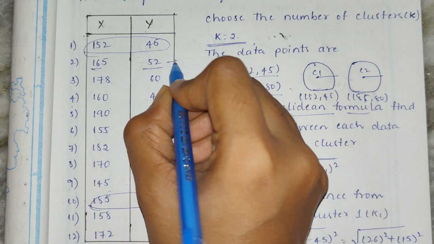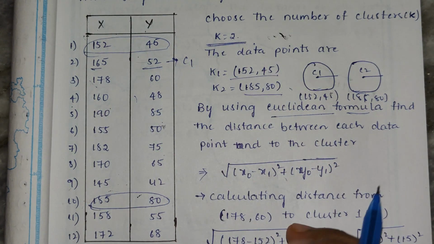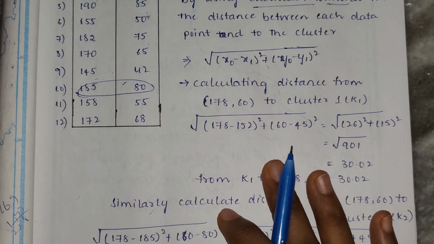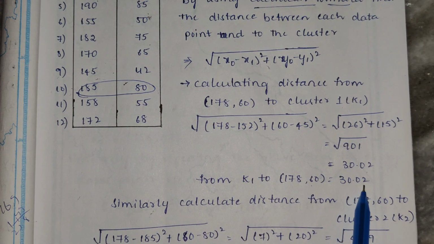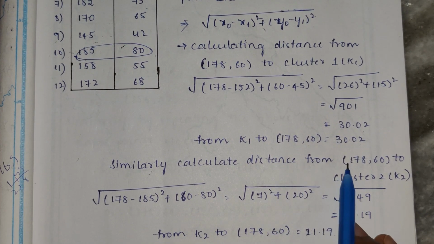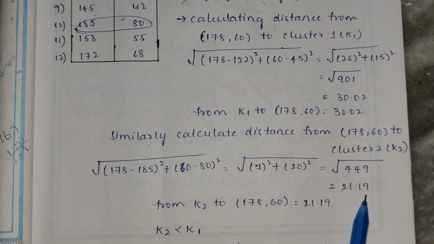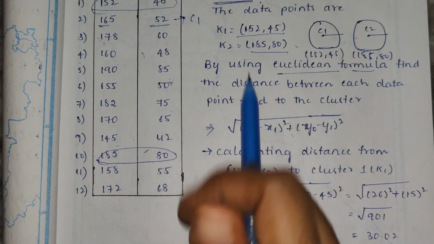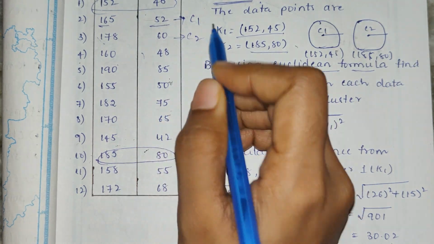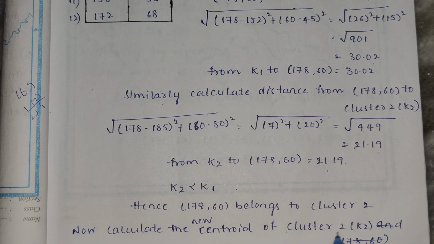Here this new data point belongs to cluster 1, and similarly find for the next point. See, calculating the distance from the new data point to cluster 1, we will be getting 30.2. Similarly, calculate the distance from 178, 60 to cluster 2. We will be getting 21.19. Here 21.19 is less, right? So this data point belongs to cluster 2. Understood? After finding that, we'll be calculating the centroid of cluster 2 and this new data point.